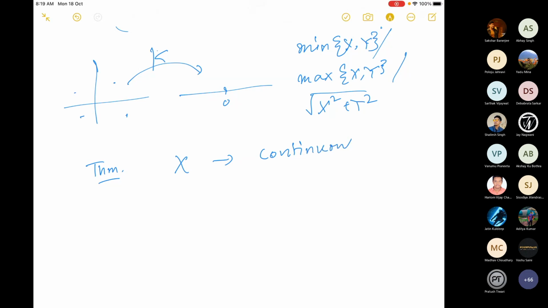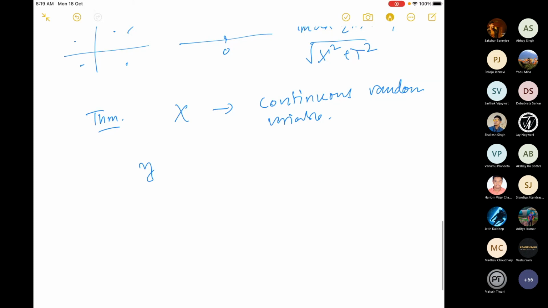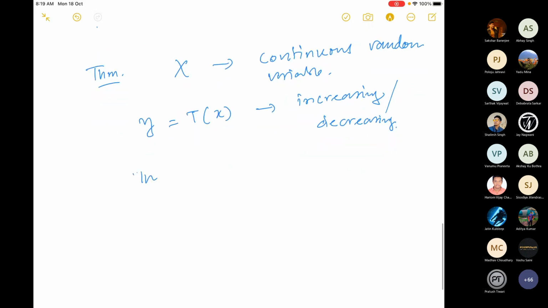continuous random variable, and let's say we have a function y, which is some t of x. This is a function, and we assume that it is either increasing or decreasing. Then we can talk about the PDF of this y, let's say this capital Y, or let's say the PDF of this t of x. There is a function of x, this random variable, and we defined it like g of y.